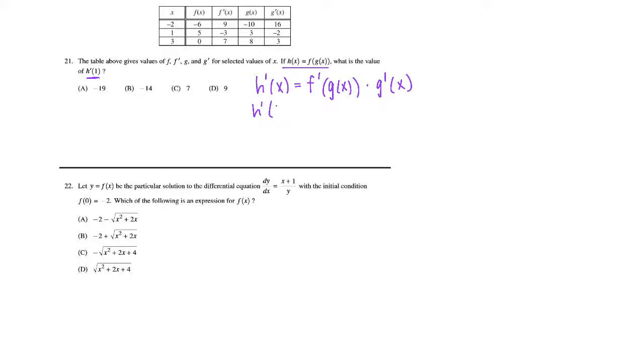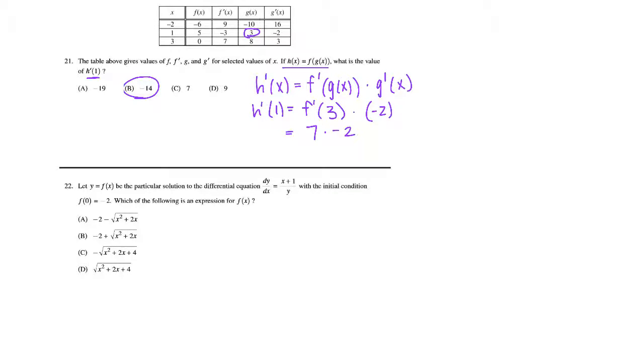So h prime at 1 would be f prime of g at 1 times g prime at 1. Well, g at 1, it looks like it's going to be 3. Well, g prime at 1 is negative 2. And so finally, we do need to find f prime at 3, which is 7. So I have 7 times negative 2, which is going to give us negative 14.